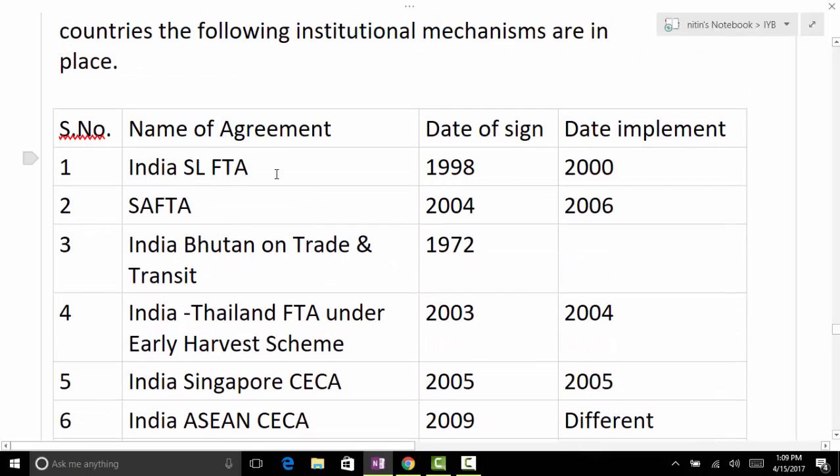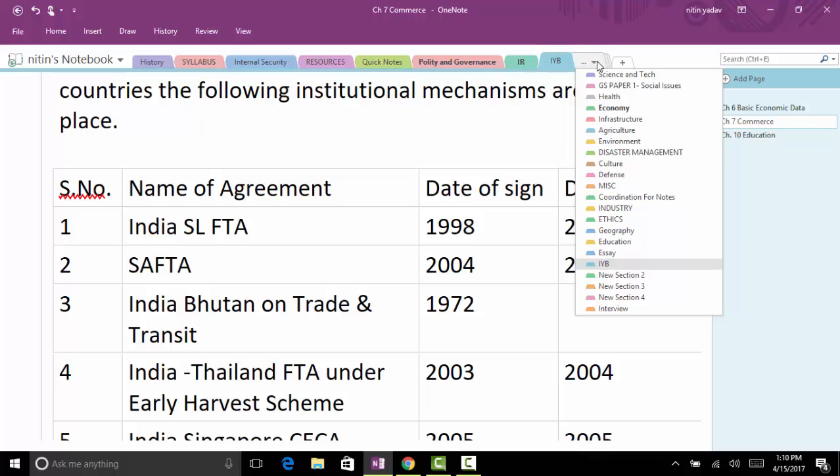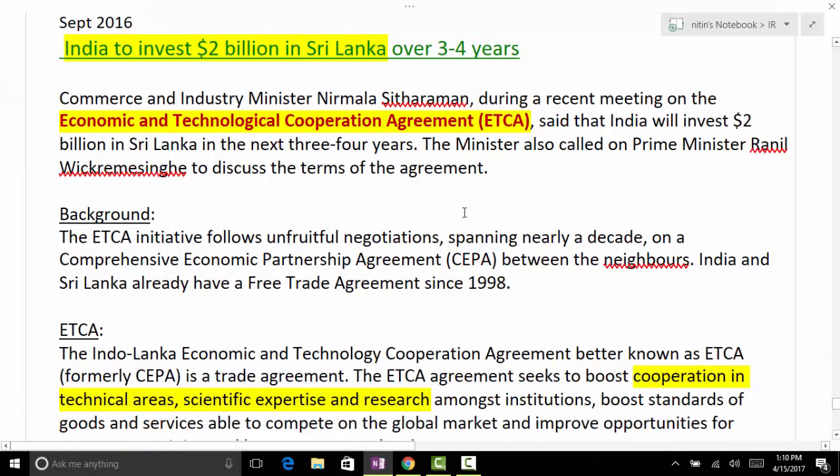India and Sri Lanka signed ETCA last year. Here we have ETCA, the Economic and Technological Cooperation Agreement. Last year, India and Sri Lanka signed this agreement.